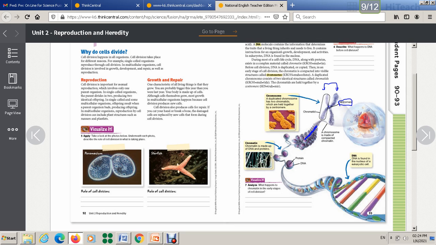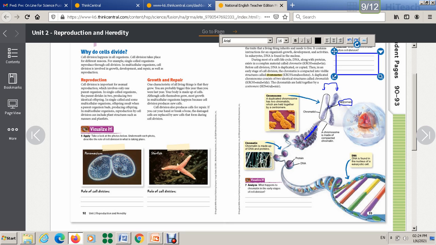Here I'm going to ask a question. What happens to DNA before cell division? You have question 6 here. What happens to the DNA before cell division? It is duplicated or copied.